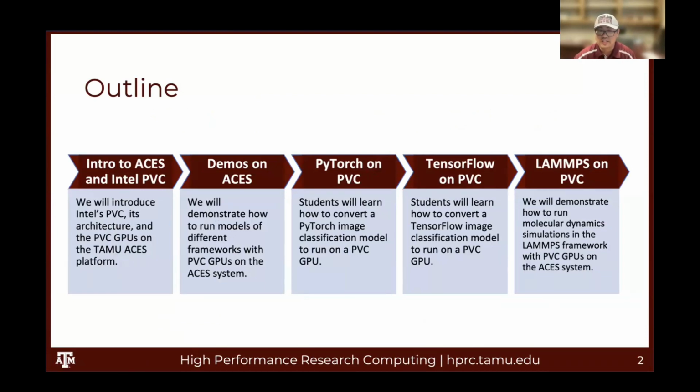Second, we will demonstrate how to run models of different frameworks such as PyTorch and TensorFlow with the PVC GPUs on ACES system. Here we will be using the Intel AI models. We will be running, for example, ResNet 50 on ACES with the PVC GPUs. And after that, you can open the output file and see the performance of the GPUs, for example, the image throughput.